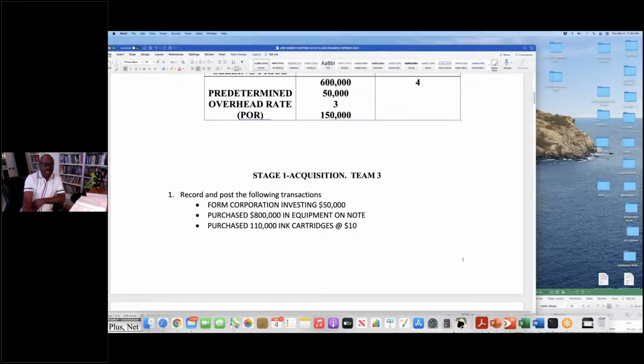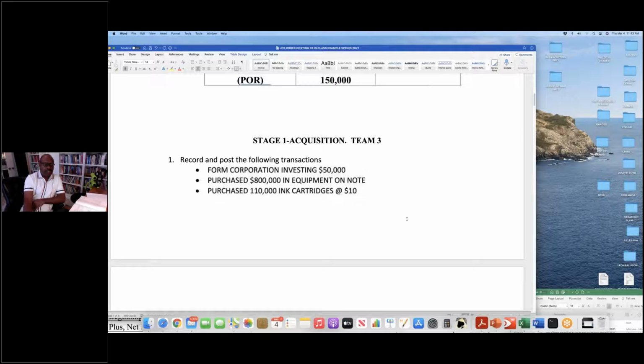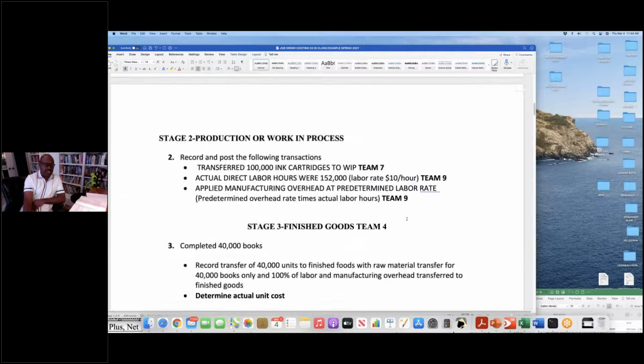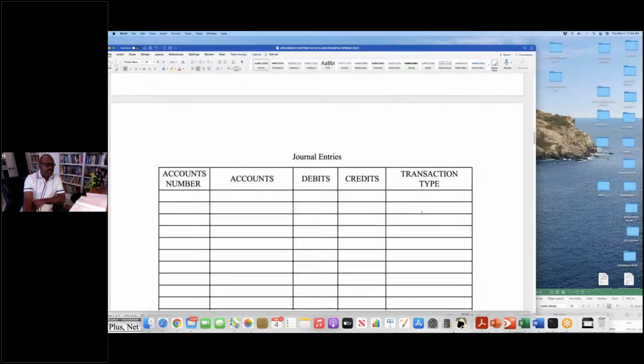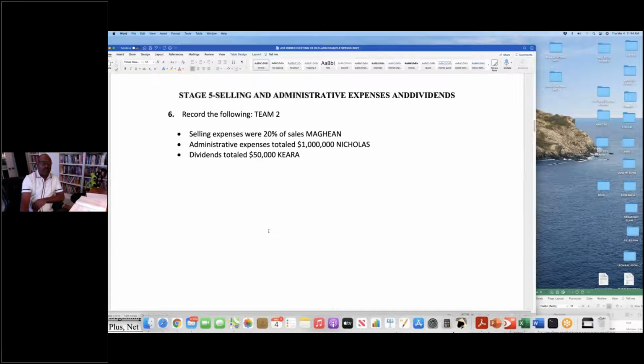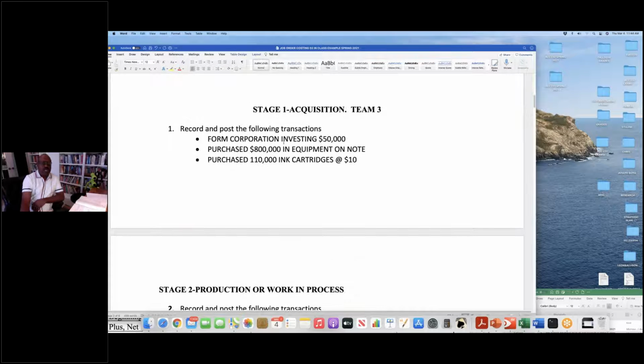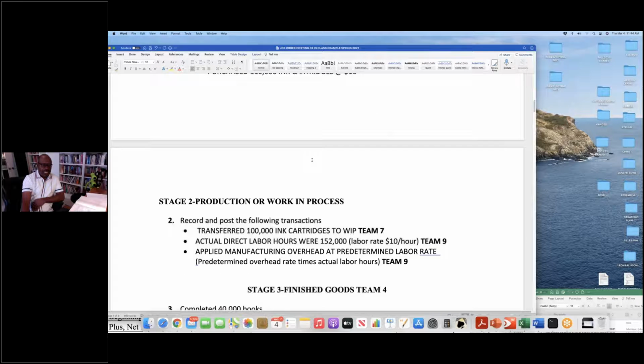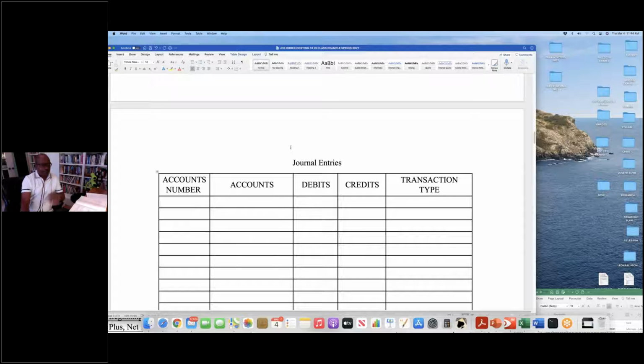It's always helpful if you're making hard copies of stuff so you have it, because I need to go to the journal entries. So I'm going to expect that you all can tell me what's in these journal entries. In the first 3 journal entries, we formed the corporation investing $50,000. We bought equipment with a note of $800,000, and we purchased 110,000 ink cartridges at $10 each. So those are the 3 items. Let me have the journal entries.